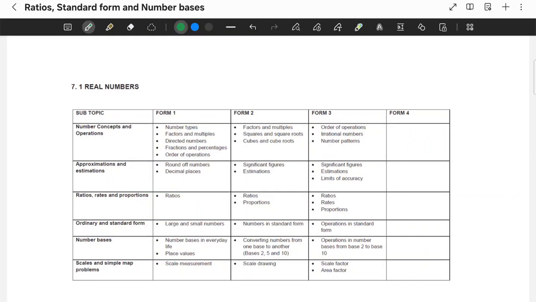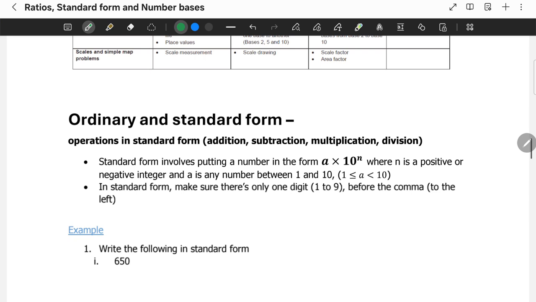So for this part of the real numbers subtopic, we're going to be looking at ordinary and standard form. You're required to put numbers in standard form and know how to do the mathematical operations in standard form. The mathematical operations in standard form are the four general mathematical operations, which are addition, subtraction, multiplication, and division.